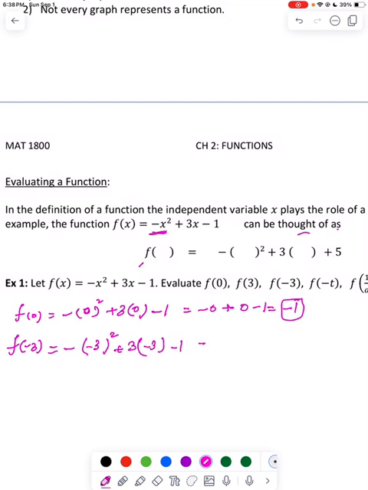Now negative 3 whole square is 9, but I have a negative sign out here, so it will be negative 9, and then 3 times negative 3 is again negative 9, and then negative 1. So I end up getting negative 19 as my answer. Okay, what about f of negative t?